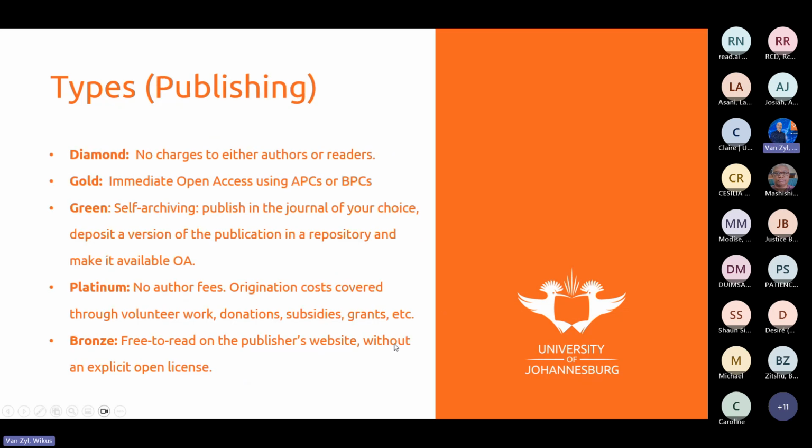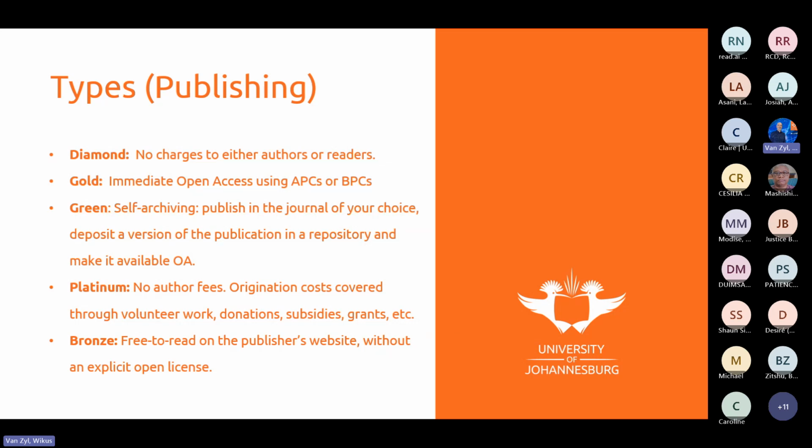Then there are different types of open access publishing. So firstly, there's Diamond Open Access Publishing, which is the main and the most popular type of open access publishing, and also the type of open access publishing that everybody's pushing for. That means there's no charges to either the authors or the readers. The second type is Gold Open Access, and that's at the moment the most prevalent one, but everybody wants to move towards Diamond Open Access Publishing.